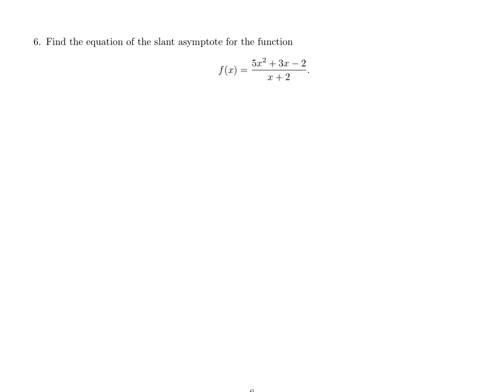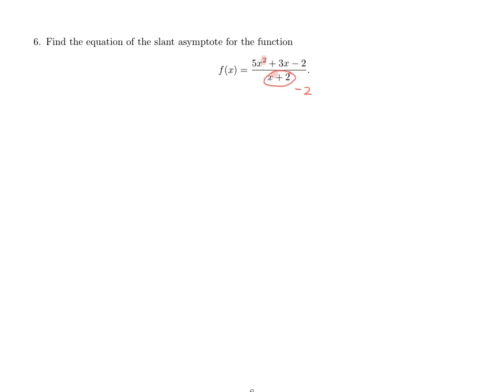So remember, if you have a slant asymptote, that means that the degree on the top is bigger than the degree on the bottom. And that is the case here because the degree of the top is 2, that's the highest exponent, and the degree of the bottom is 1. Okay? So to find the slant asymptote, you use synthetic division. So we're going to divide by negative 2.